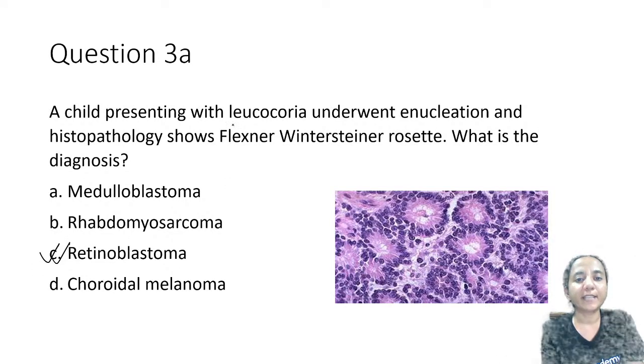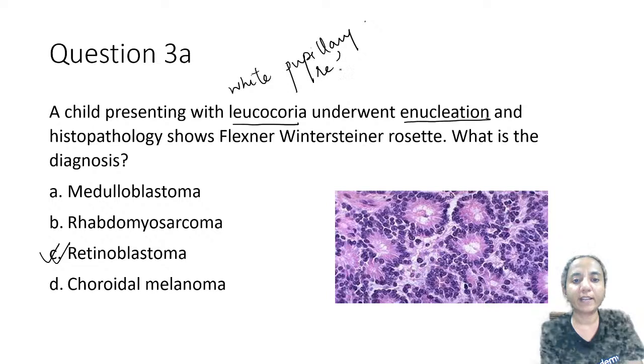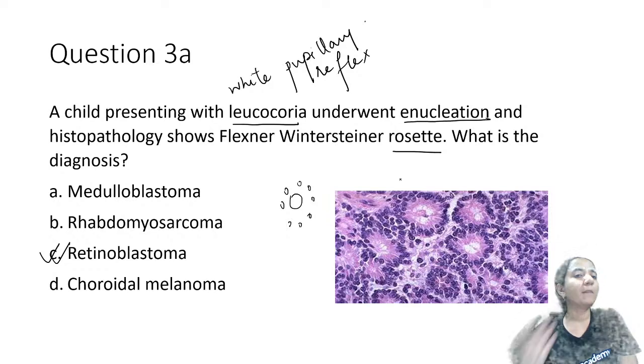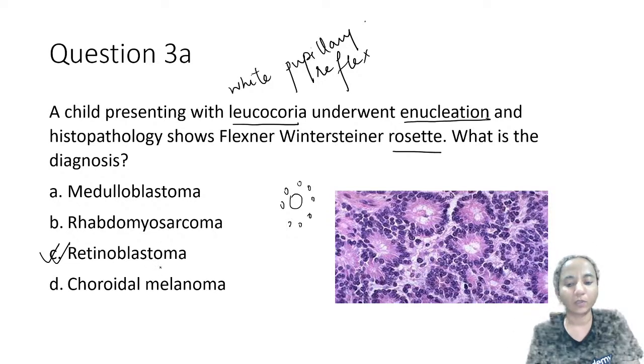So, the child has presented with leukocoria, that is white pupillary reflex. And as a treatment for this condition, there was a removal of the eyeball with a part of the optic nerve. That's called enucleation. And on histopath, you see these tumor cells arranged around this central lumen like this, which is called the rosette pattern, and the most typical pattern that you see here, the Flexner-Wintersteiner rosette, gives us a diagnosis of retinoblastoma.